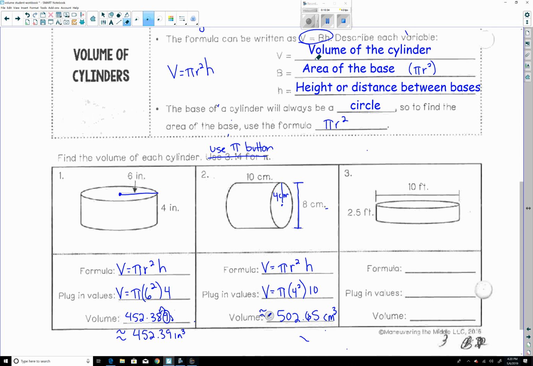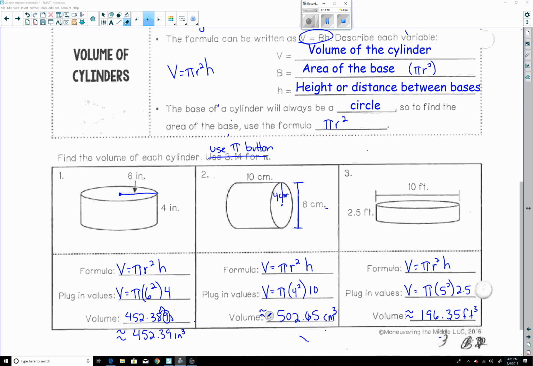Pause the video, fill in all of the missing answers, and then unpause the video. Okay, for number 3, volume equals pi r squared times height. Plugging in our values, again, I have to cut this in half because they're showing me a diameter, and half of that would be 5. So I take pi times 5 squared times 2.5, and I get approximately 196.35 feet squared. I'm sorry, feet cubed, or cubic feet.